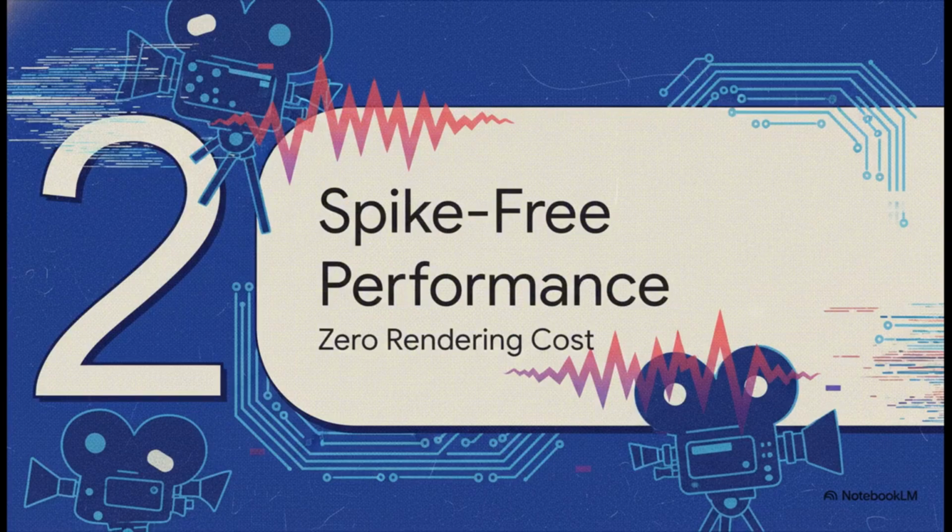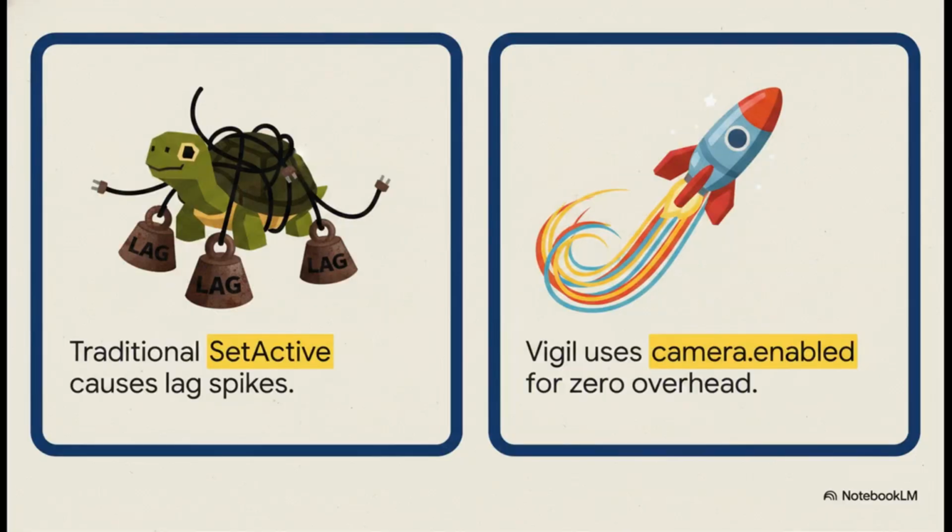Now, moving on to something absolutely crucial: brutal performance without spikes. Because let's face it, your artistic vision doesn't mean a thing if the game stutters. In immersive horror, a stable frame rate is a matter of life or death. One single lag spike, and that tension you just spent 10 minutes building, it evaporates instantly. Here's exactly how Vigil dodges that problem.